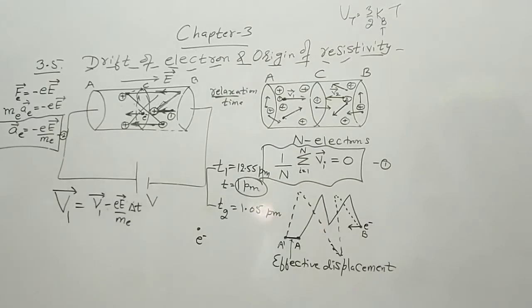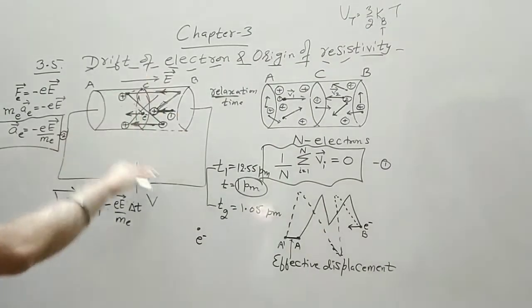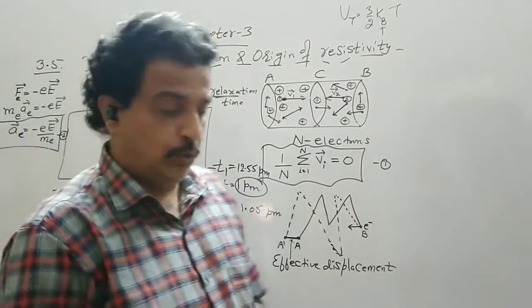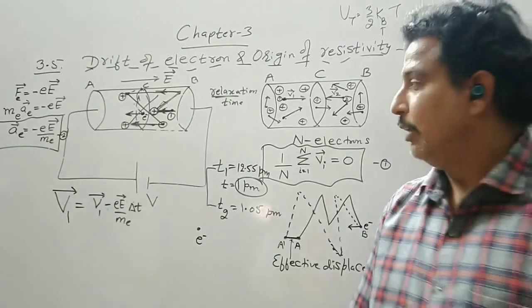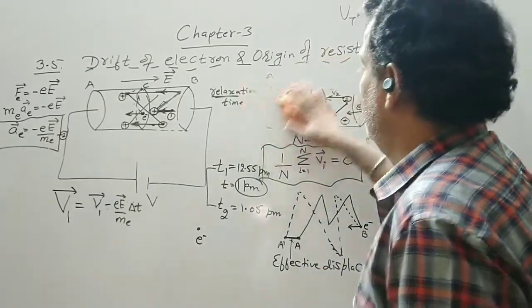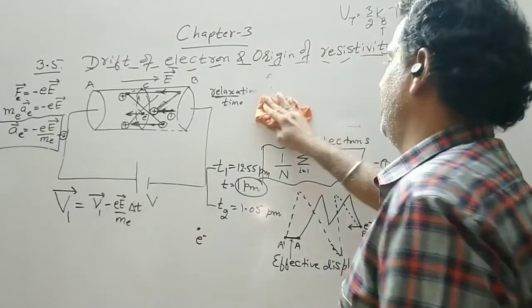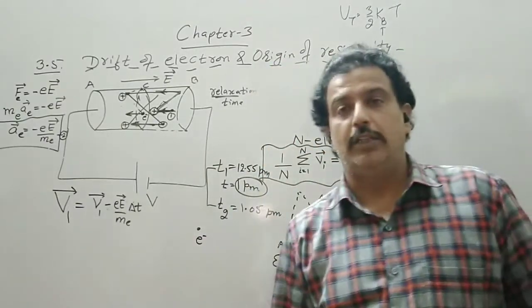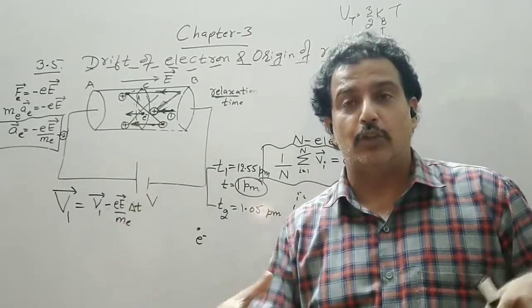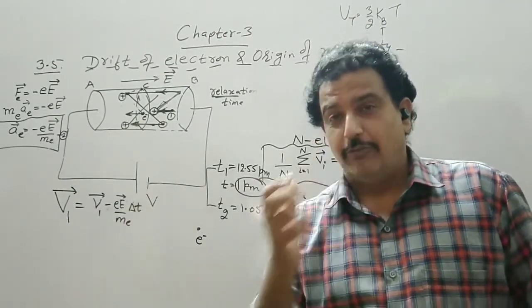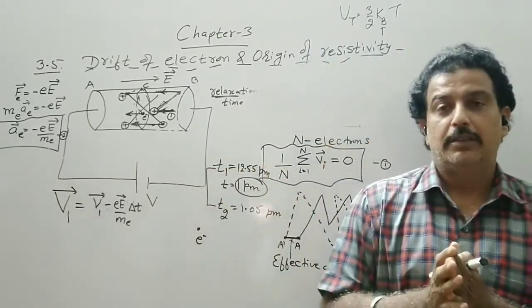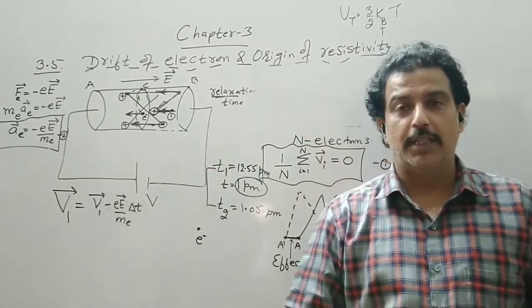And similarly, we talk about the second electron, third electron, fourth electron. We have to find out the individual velocities. But you have to remember that all the electrons will not have the same relaxation time. For one electron it is 10 minutes, for another electron it will be 15 minutes, for another electron it may be 1 minute. For some electrons the relaxation time is not there. They keep on colliding continuously.